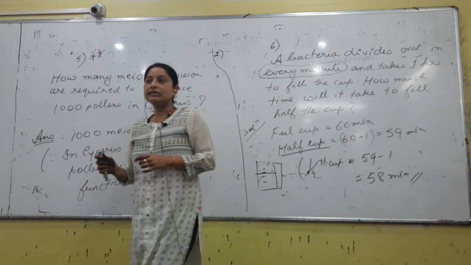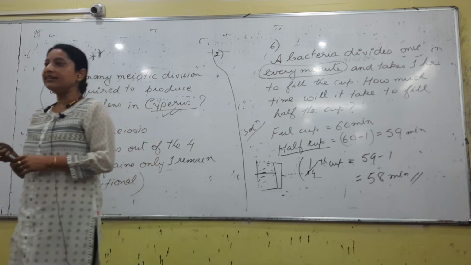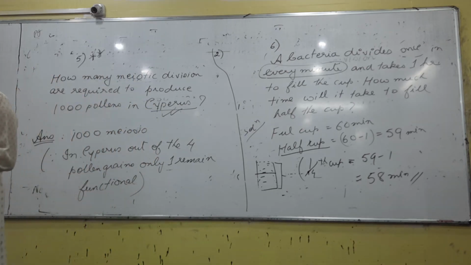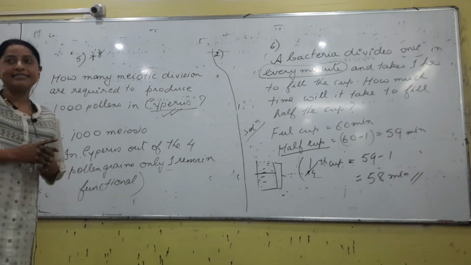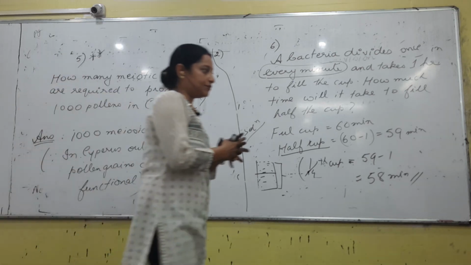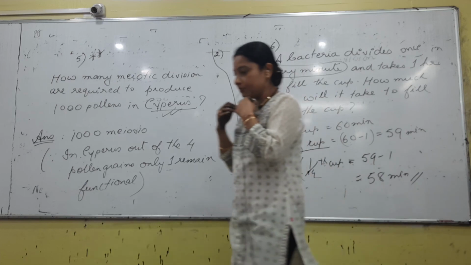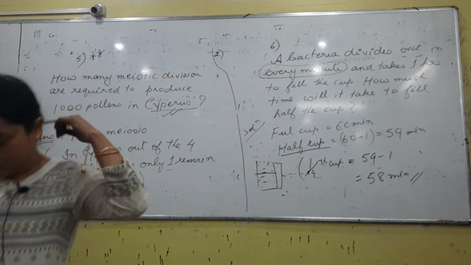Next class, next chapter, what is it? Course of transport in plants, it is heavy. First, photosynthesis. So let's start with photosynthesis. Okay, so next class we'll start with photosynthesis. Thank you. Mineral nutrition, transport in plants, those are there. Okay.